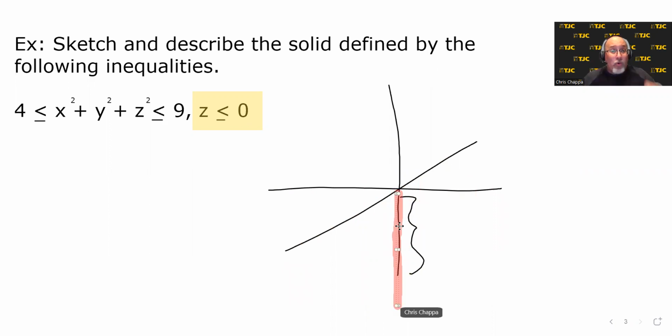So where are all the points where the z is negative? And the answer is all the points on or below the xy plane. I say negative, I should say non-positive. So it's the bottom half of space. Half space is actually a correct way to describe it. So the yellow part means we only want the parts on or below the xy plane. Okay. But what does this inequality mean?